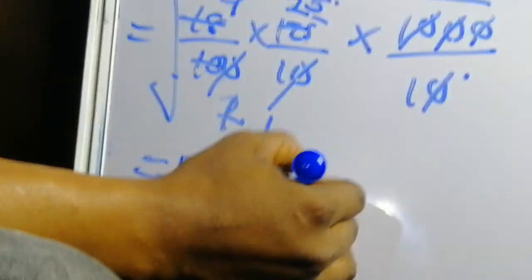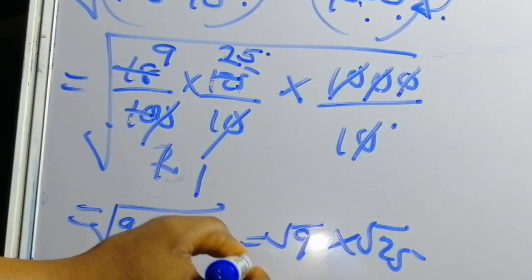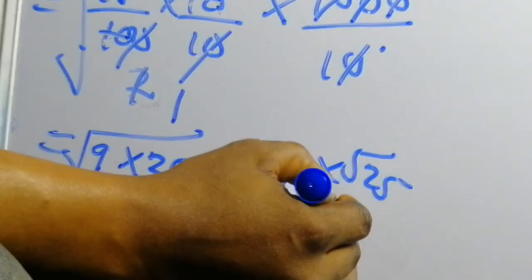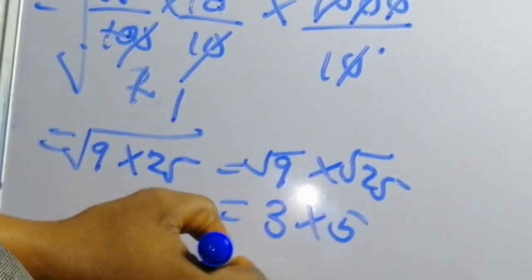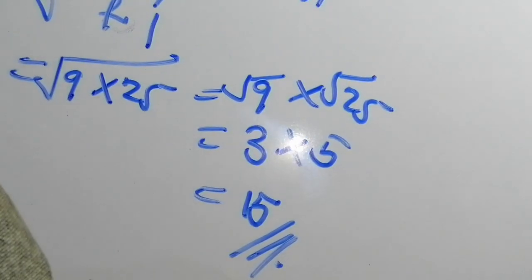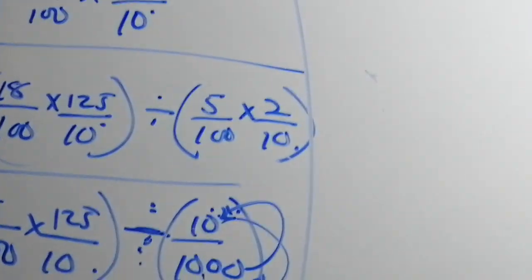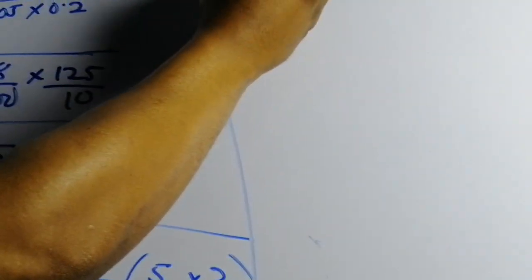You can see now, the whole thing falls back to the square root of 9 times 25. By the multiplication law, you can split it: root 9 times root 25. So at the end of the day you get 3, then this one will be 5, and the answer is, not root, the answer is 15. So this implies that you must conclude.